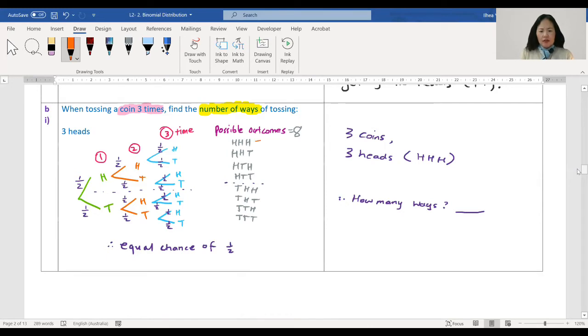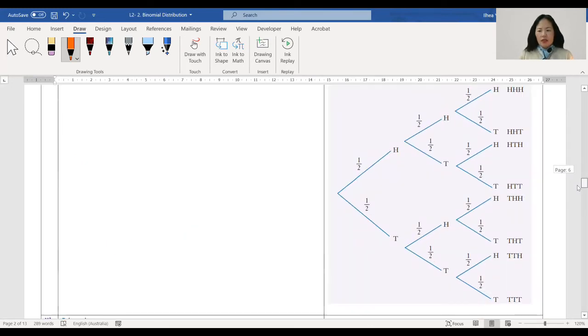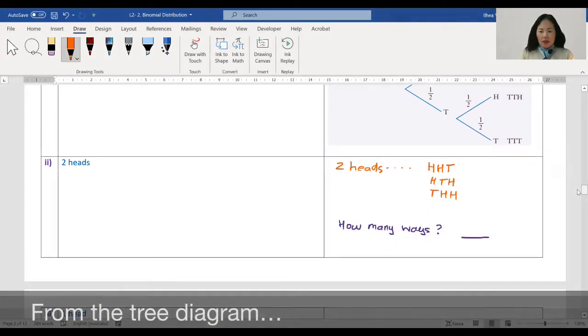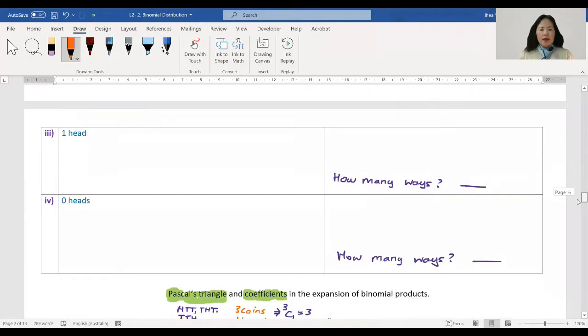How many ways? 3 heads, there's still 1. So that's when you do it nicely. Now it's 2 heads. One of the times it has to be tail. So how many ways? 3 ways. And 1 head, we got head, tail, tail, isn't it? So I will go tail, head, tail, tail, tail, head. So I will get 3 as well for 1 head. 0 heads, that's easy because that's just tail, tail, tail. That's just 1. So why are we finding how many ways?